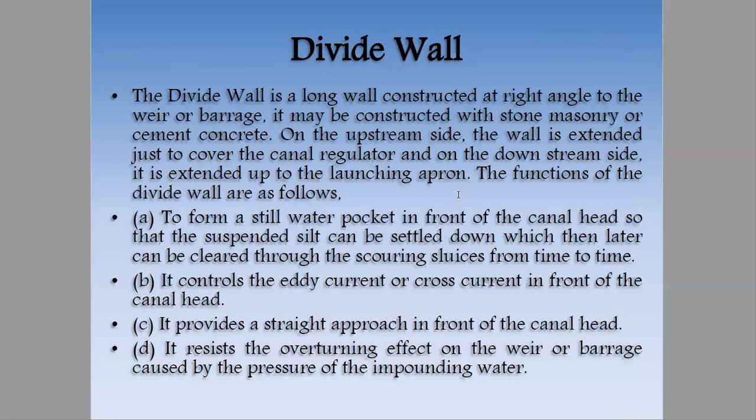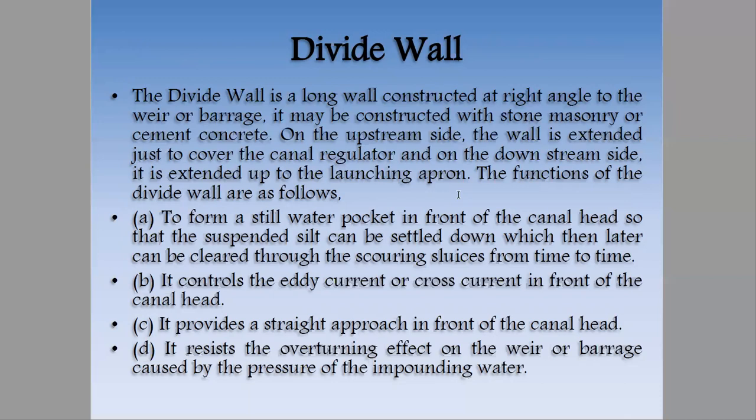So on the upstream side, the wall is extended just to cover the canal regulator, and on the downstream side, it is extended up to the launching apron. Downstream, it is constructed up to the launching apron. The functions of the divide wall are as follows.